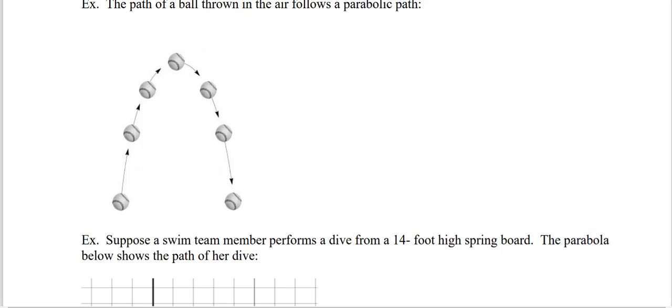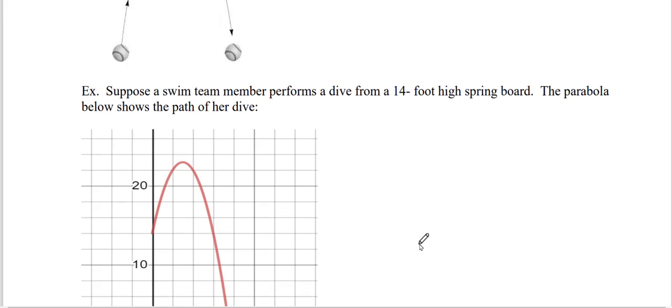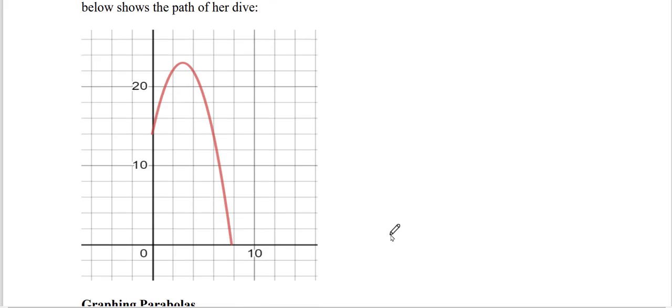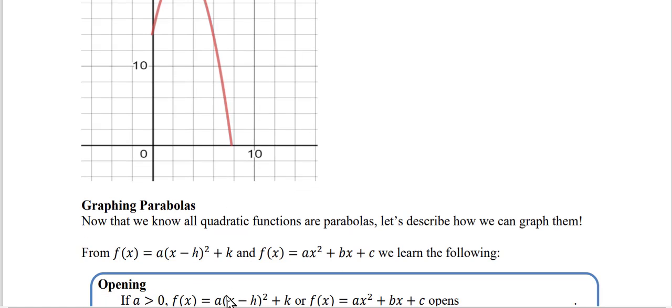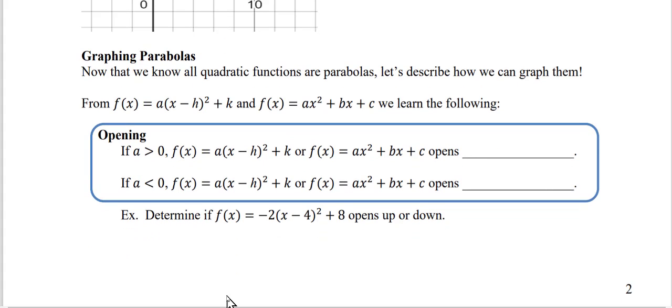But here's another example. A swim team member performs a dive from a 14-foot high springboard. The parabola below shows the path of her dive. So when the diver dives from the board, they're going to have some sort of parabolic shape, and it's because of the way that gravity works on objects that are unaffected by other things. That's just a couple of examples. We'll come back to some applications and see how we're going to use that towards the end of this video.